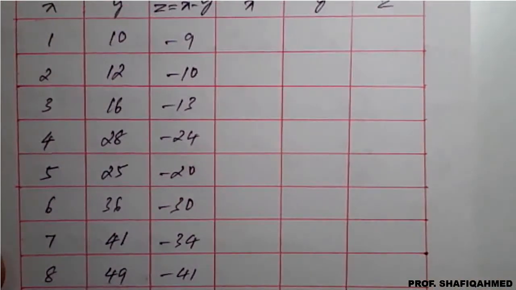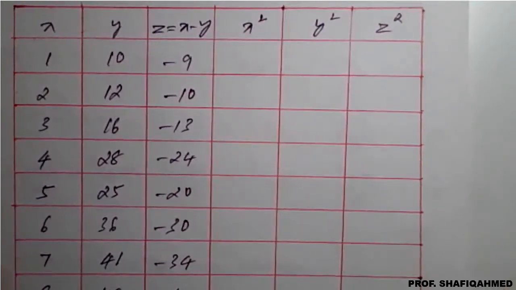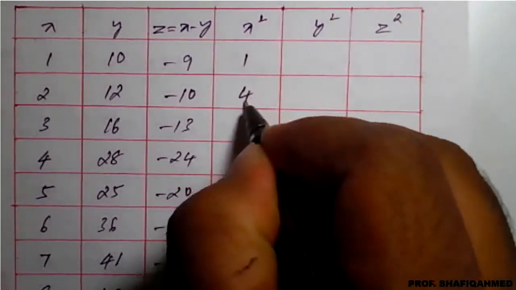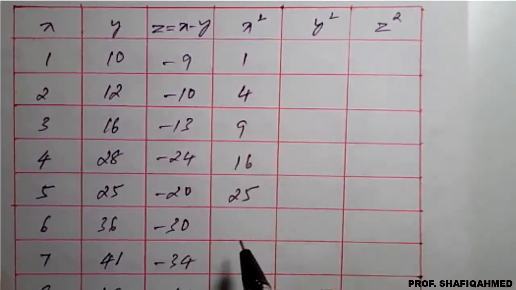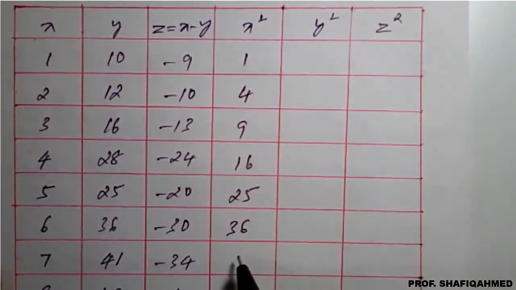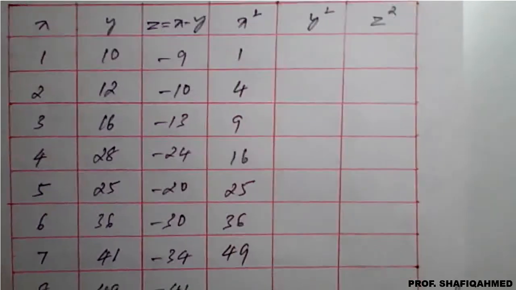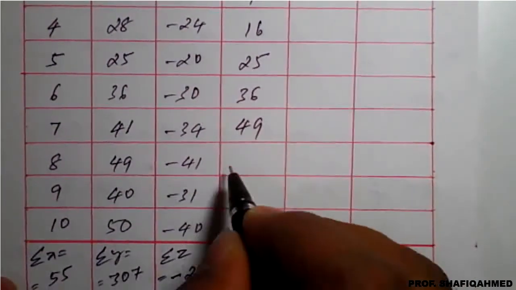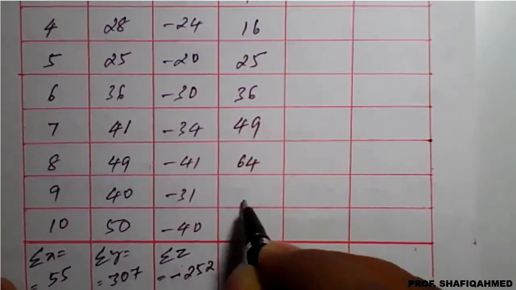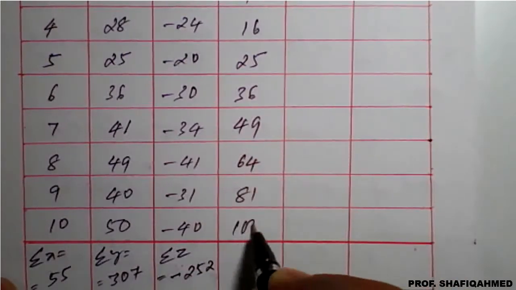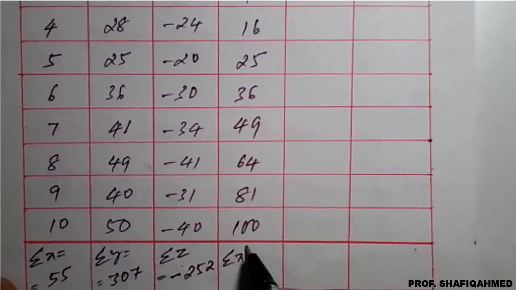Then if you go for x square, we'll get the values: 1 square is 1, 2 square is 4, next is 9, 16, 25, 36, 49, 64, 81 and 100. Summation of x square will be 385.